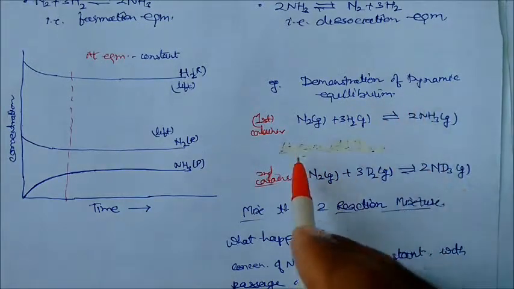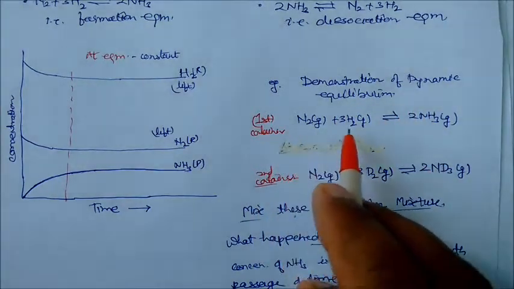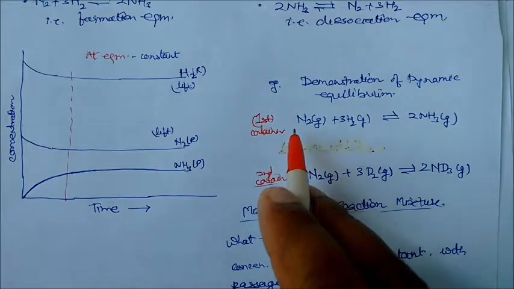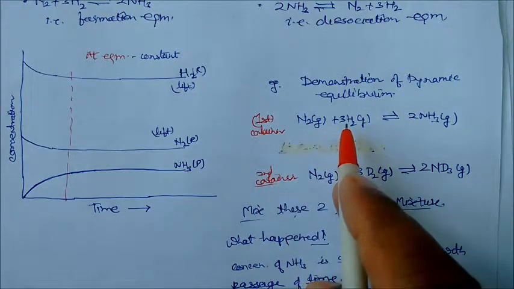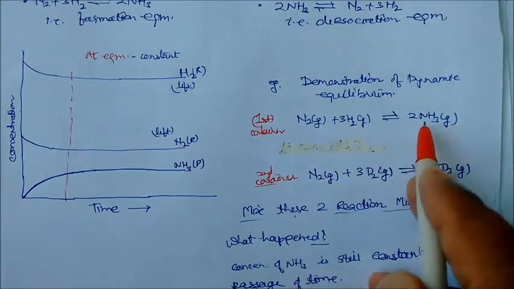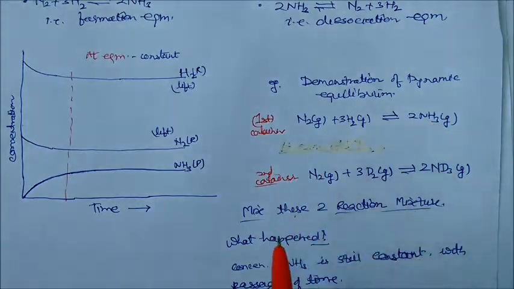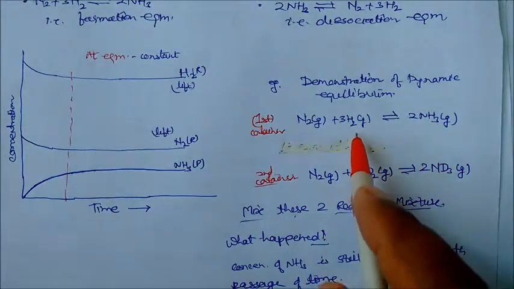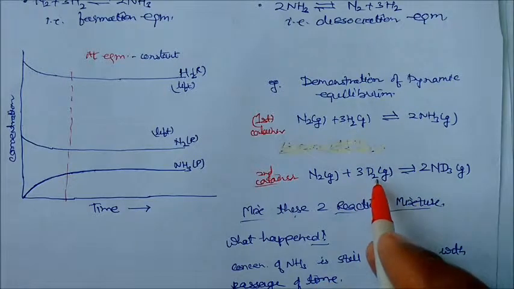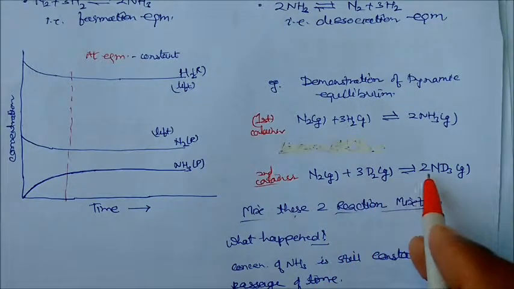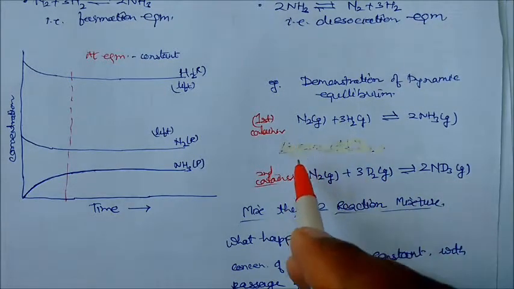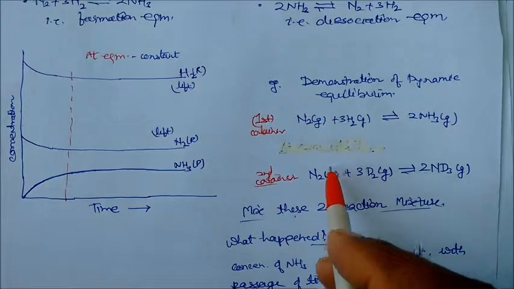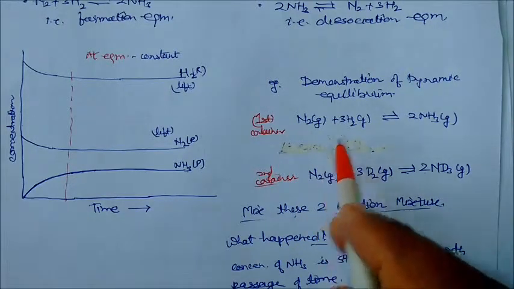Dynamic means, let us take nitrogen plus hydrogen in one container. In one container, if you take nitrogen plus hydrogen, you will get ammonia. Now you take another container, with nitrogen, and instead of hydrogen you take the isotope of hydrogen, that is deuterium. Now it will convert into ND3. Now you have two containers. Now you mix these two containers in a third container.